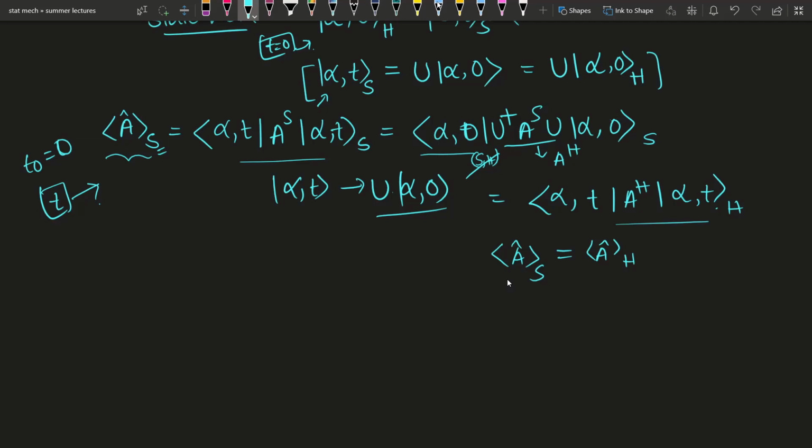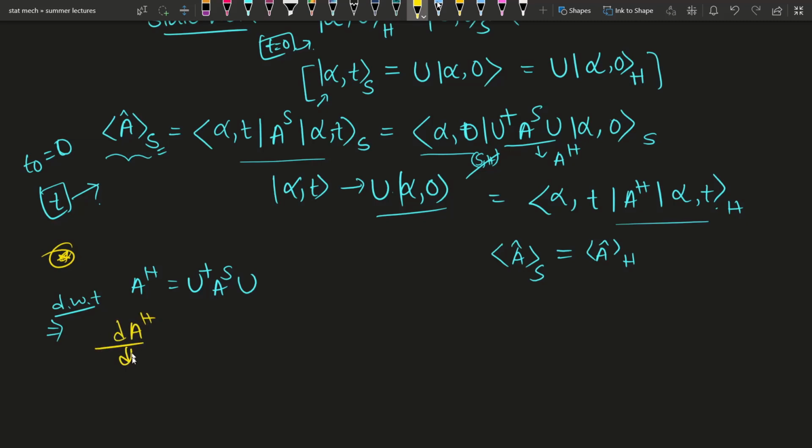Now we'll discuss what the Heisenberg equation of motion is. For that we have to use the relation A_H equals U dagger A_S U. Just use this relation and differentiate with respect to t. Then we'll get something like this. This is the second part of this video.